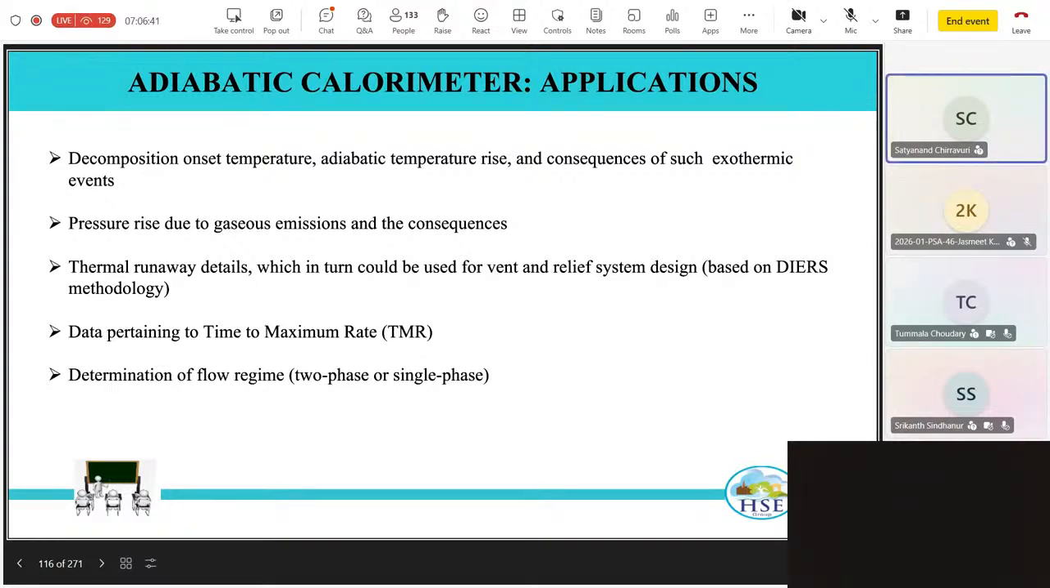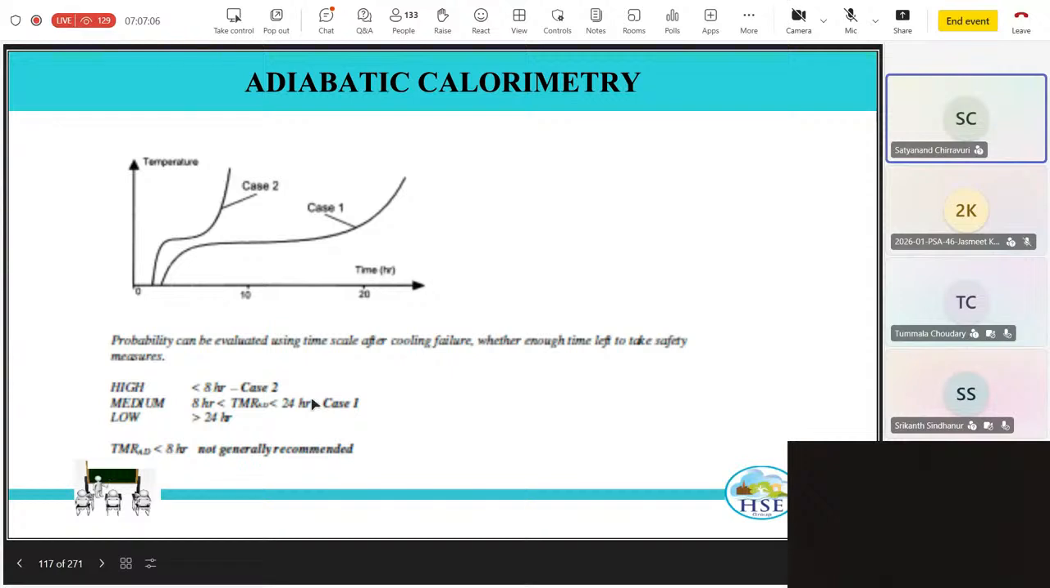So adiabatic calorimeter is definitely an advanced version of your DSC, but the advantage you have with DSC is you'll get heat data, whereas in an adiabatic calorimeter you will not be able to get straight heat data, because it works in the heat search mode. It keeps on heating, and whenever there is an exothermic event, it will try to track the exothermic event. That's what it is. So with that information, you will be able to get it. So that's what I was telling you.